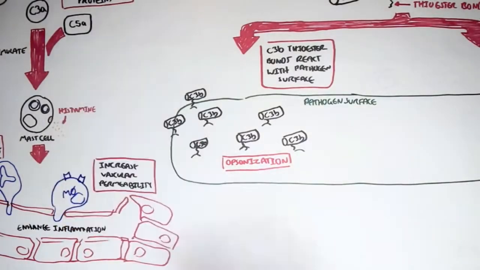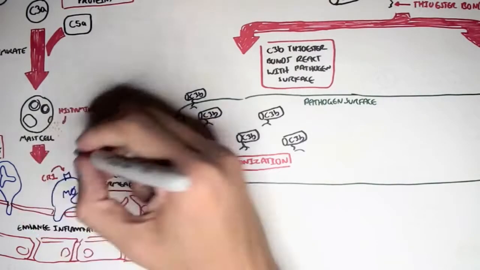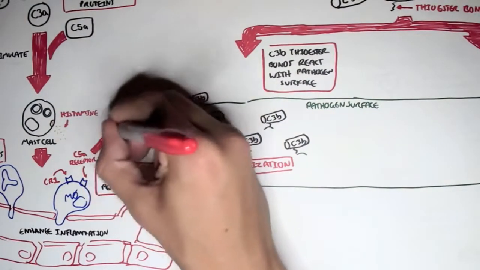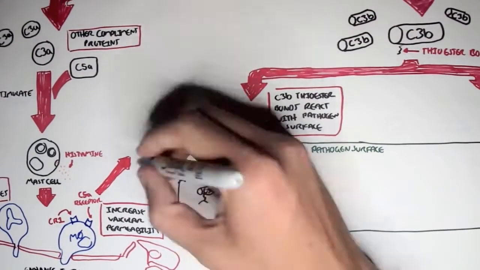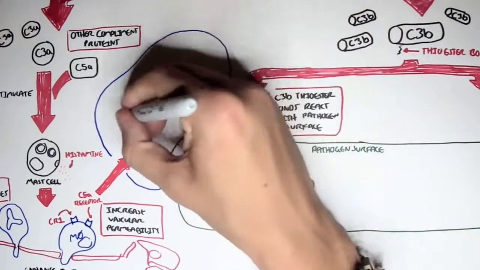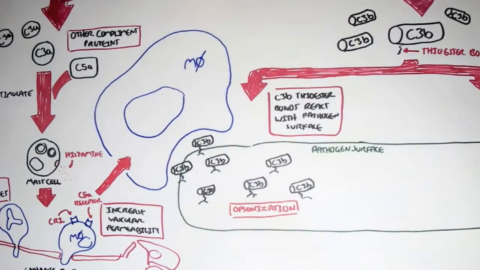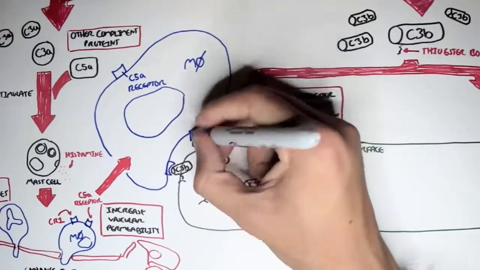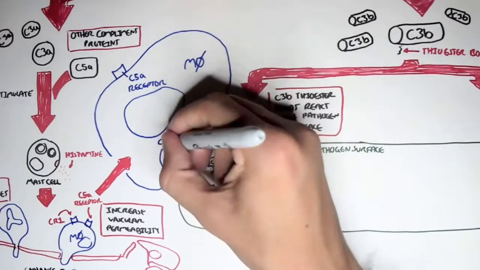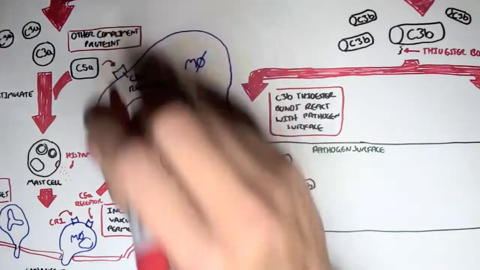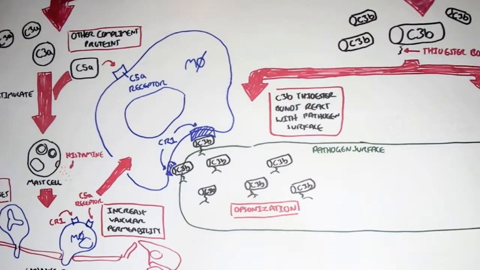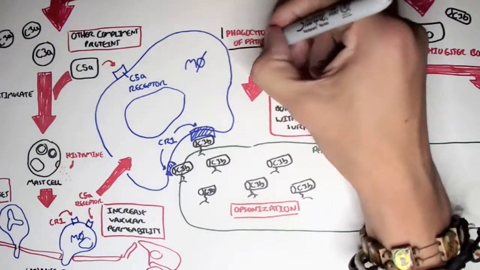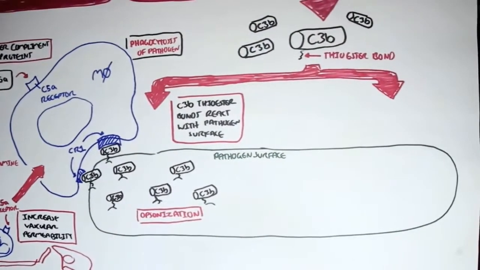Now, a macrophage actually has two special receptors for complement proteins, a CR1 and a C5a receptor. A macrophage cannot engulf a pathogen coated with C3b just like that. It actually needs the help of another complement protein called C5a. So when C5a binds to the C5a receptor of the macrophage, this helps the macrophage bind to the C3b protein through the CR1 receptors. And then through this, the macrophage can perform phagocytosis, eating up the pathogen.